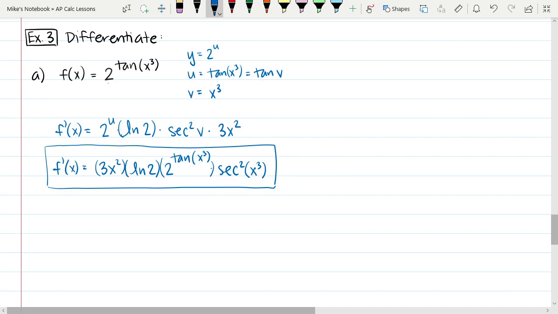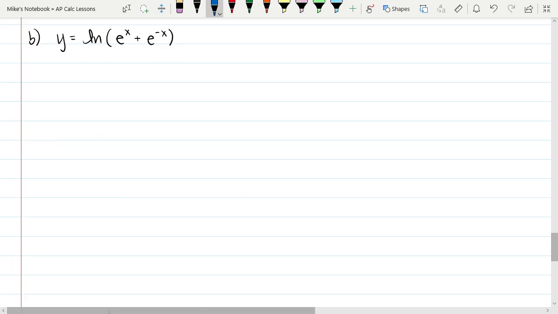All right, next one. So this one's going to actually combine both the log derivative and the exponential derivative that we just looked at. So once again, hopefully you recognize that this is really a y equals natural log of u, where u is e to the x plus e to the negative x. But because this doesn't just say e to the x on the second one, this is actually another composition of functions. We're going to have a tiny little chain rule right there.